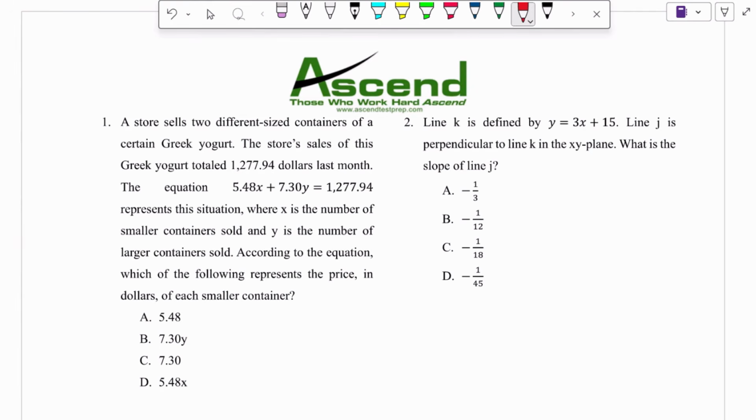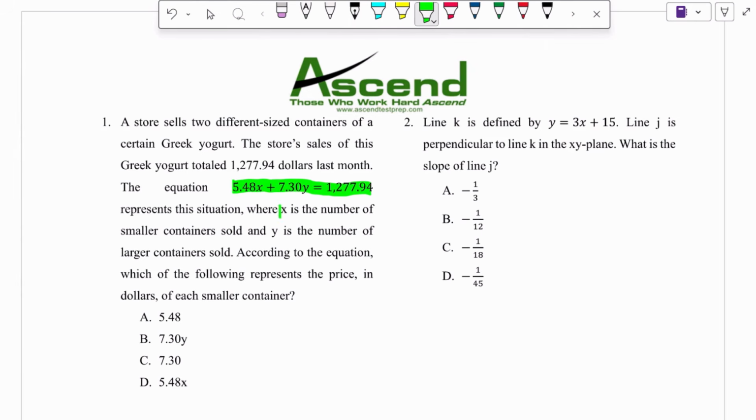So take a look here at problem number 1. A store sells two different size containers of certain Greek yogurt. The store sales of this Greek yogurt add up to all this money. The equation is listed right here.